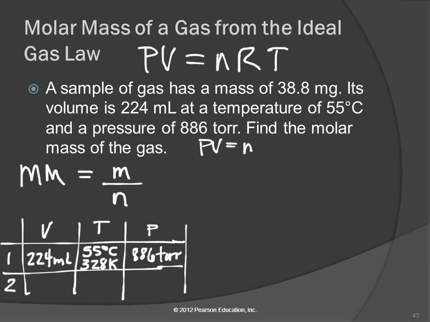PV equals nRT. For the molar mass, we have M divided by n. We need to find n. So let's rearrange our equation. So n has RT next to it. We need to divide by R and T. And if we do it on one side, we have to do it on the other side. So n is going to be equal to the pressure times the volume divided by R times the temperature.